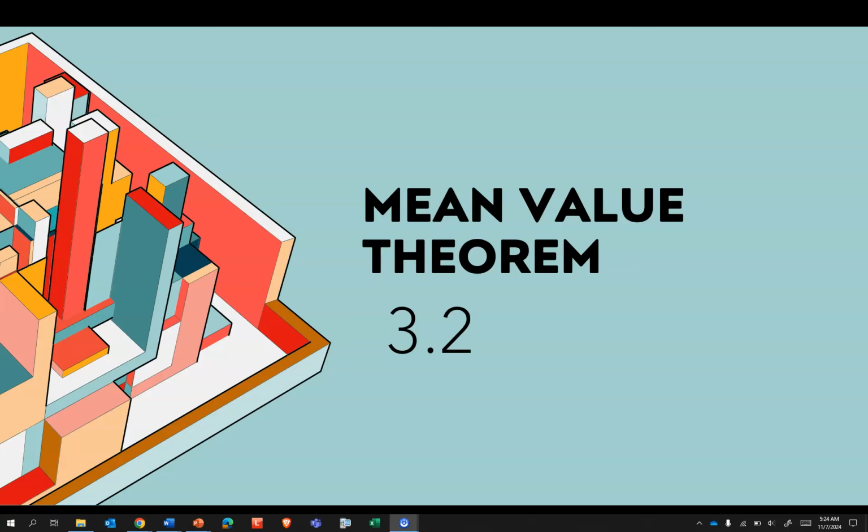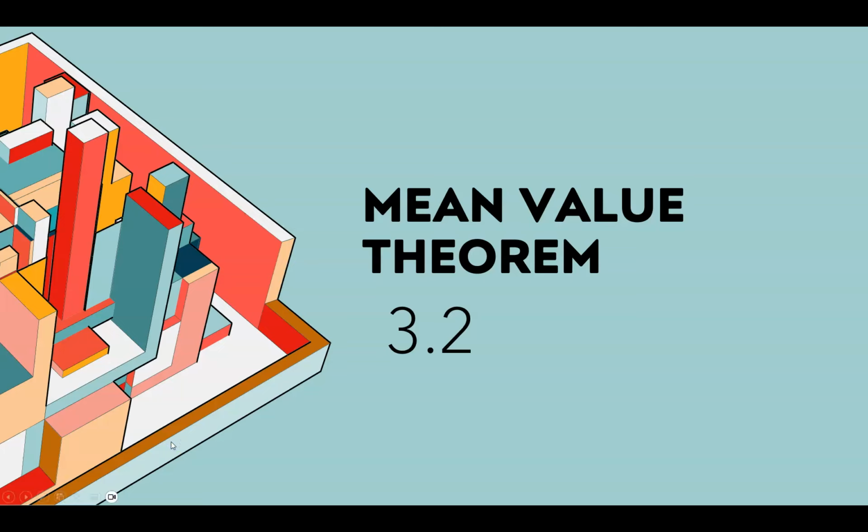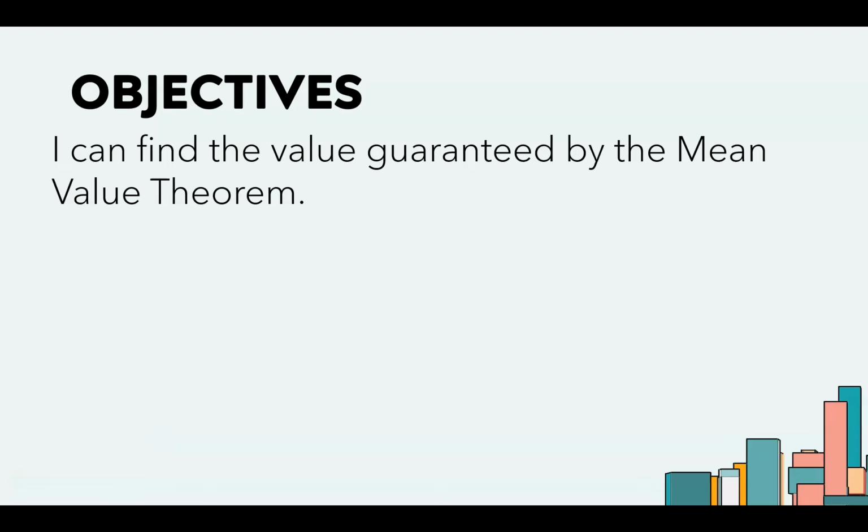The mean value theorem is relatively important, not because we use it a lot, but because of its consequences, which we'll get to tomorrow, namely increasing and decreasing intervals, the intervals on which a function increases and decreases. Those are really important. So that's why it comes up. You need to be able to find the value guaranteed by the mean value theorem.